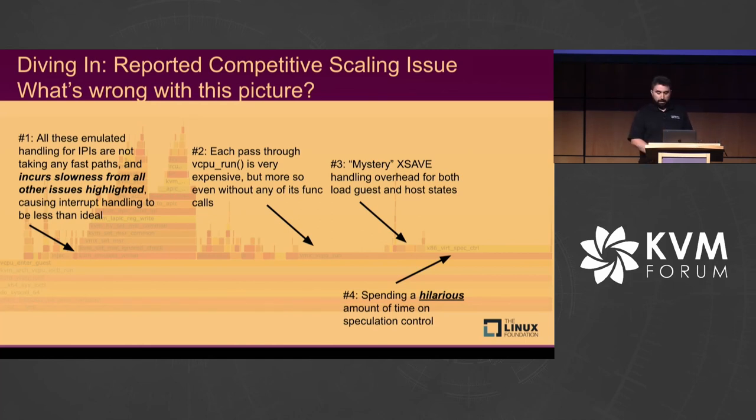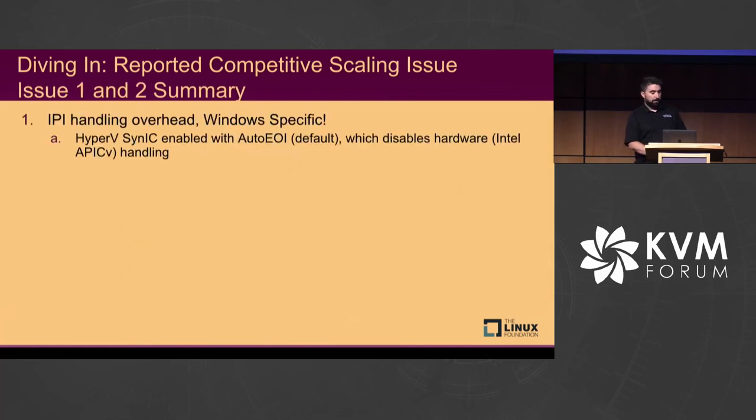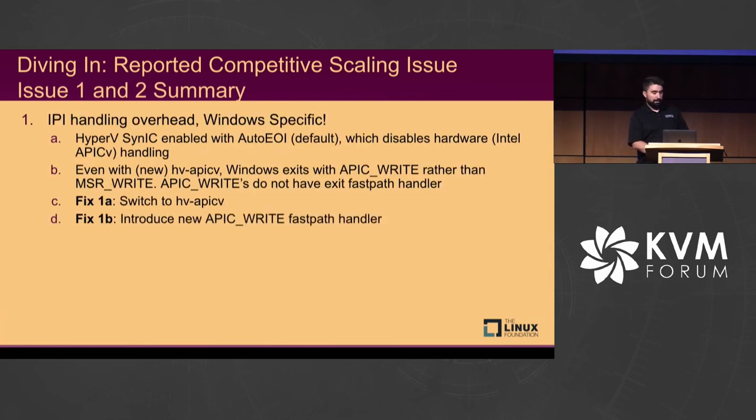So let's dive in a little bit. I'll just kind of build this out. So for the first issue, again, remember this benchmark is running on Windows. So the IPI delivery path is different for Windows than it is for Linux.